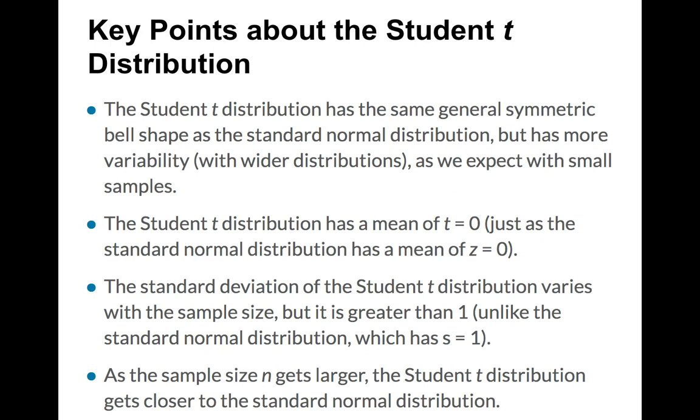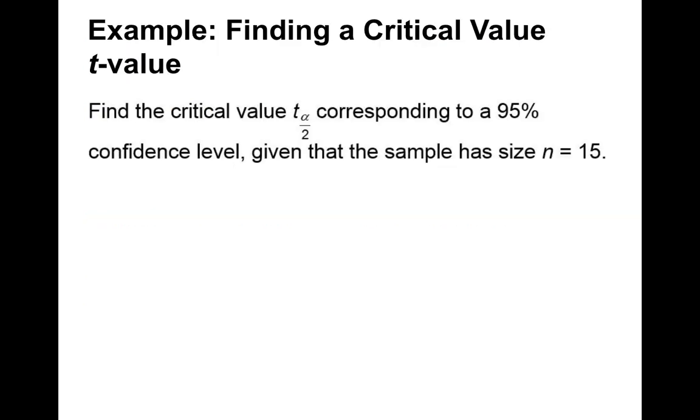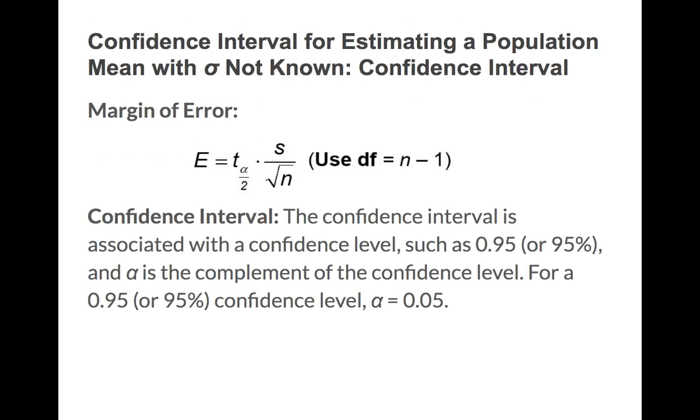It has the same general symmetric bell shape as the standard normal distribution, centered at zero as well, okay? The standard deviation of the student distribution varies depending on the sample size, but it's always going to be greater than 1, where the standard normal distribution is exactly 1. And as the sample size gets larger, the student t-distribution gets closer to the standard normal distribution, which we saw here. So, the margin of error is very simple. We'll come back to that.